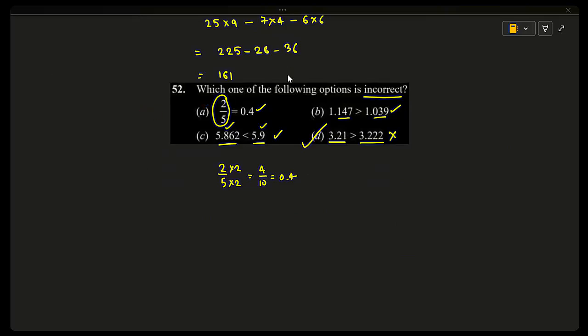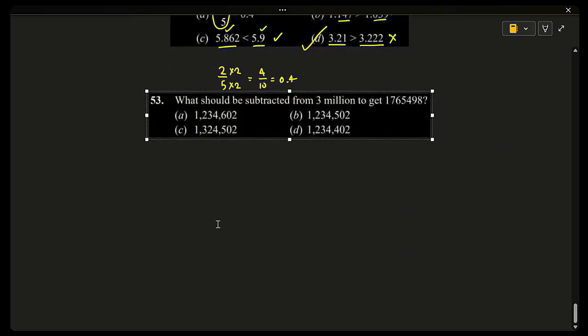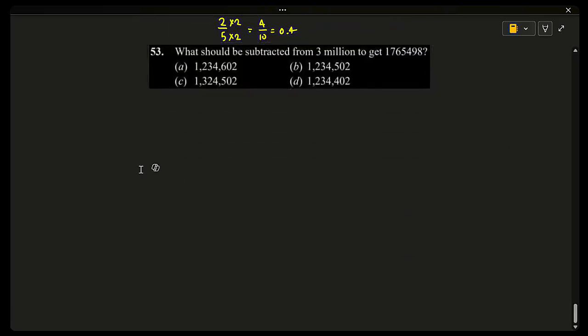53. What should be subtracted from 3 million to get this number? Okay. So to get this answer from 3 million, you can subtract that number to get the answer. So this is 3 million in the international system. Ones, tens, hundreds, thousands, 10,000s, 100,000s, and millions. So it is 3 million. And the number of digits is 7.